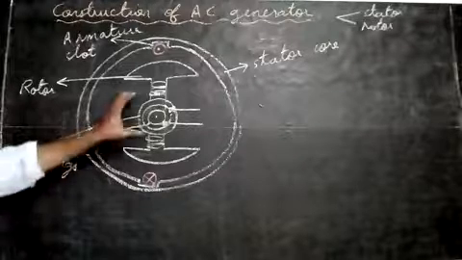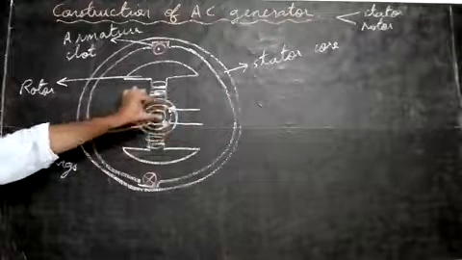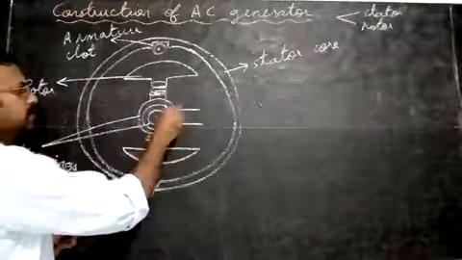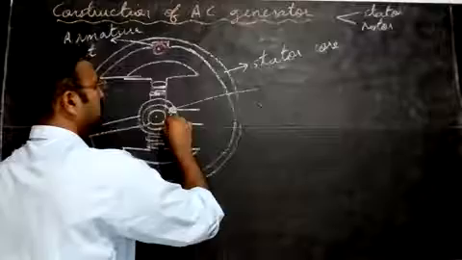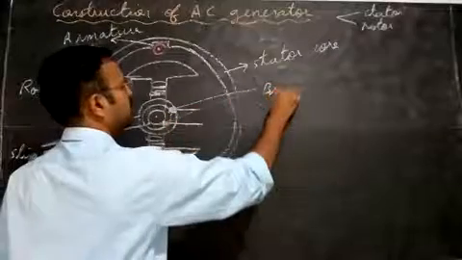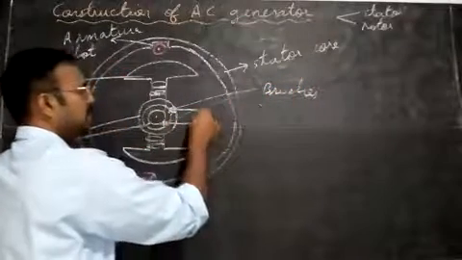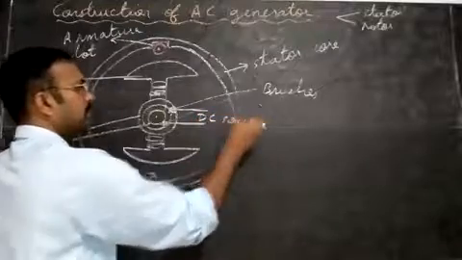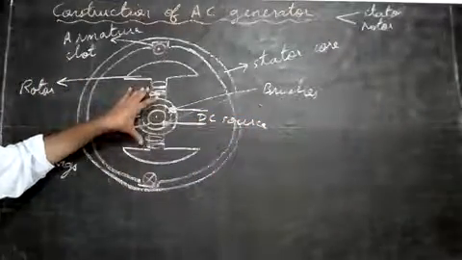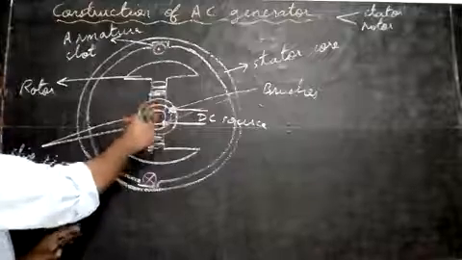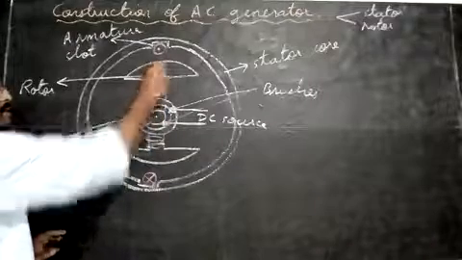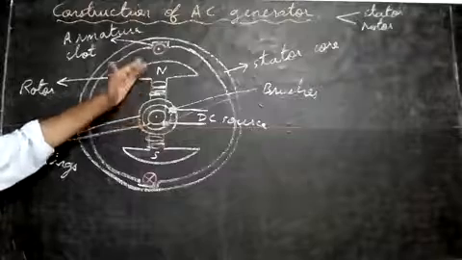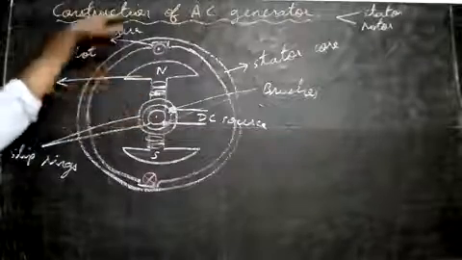What happens is we give current to this. A DC source is given to it. There are two brushes here, carbon brushes, and we connect these two brushes to the DC source. The DC source will produce a magnetic field here. When you give current to this, this part will become the north pole and this part will become the south pole. So we have an electromagnet produced inside. This electromagnet will rotate inside the outer portion.